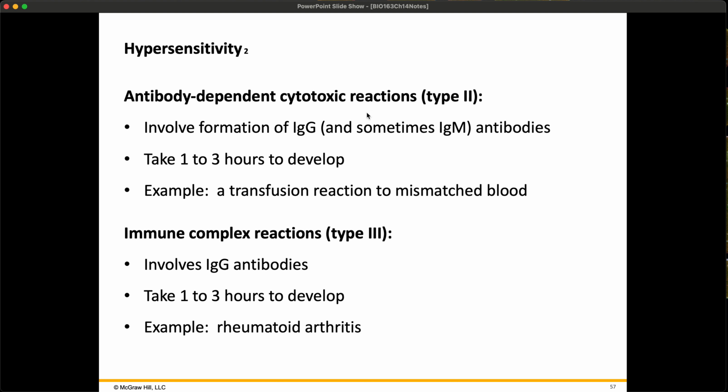Antibody-dependent cytotoxic reactions. This one involves IgG, sometimes IgM. It takes 1 to 3 hours to develop. An example is a transfusion reaction to mismatched blood. So it's something that does not happen immediately within seconds, but takes a little bit of time. Immune complex reactions, again, 1 to 3 hours to develop. IgG, an example here is rheumatoid arthritis. This is something that my mother has, and so she has this buildup of antibodies that attack her joint cells and cause a lot of pain.